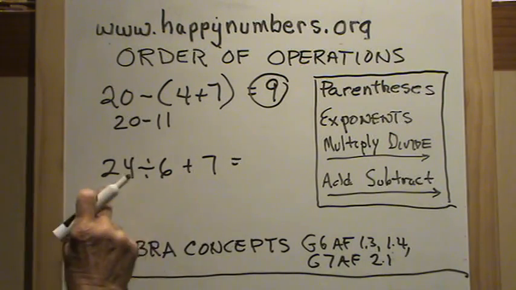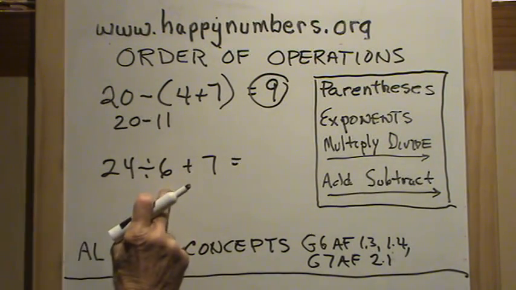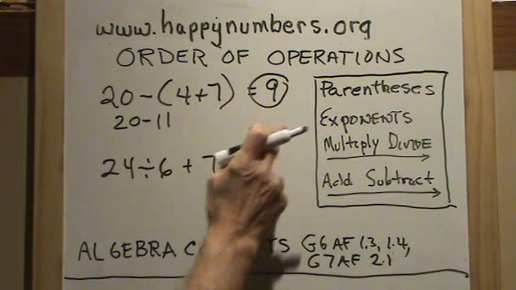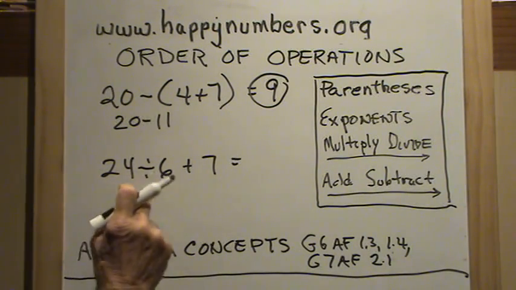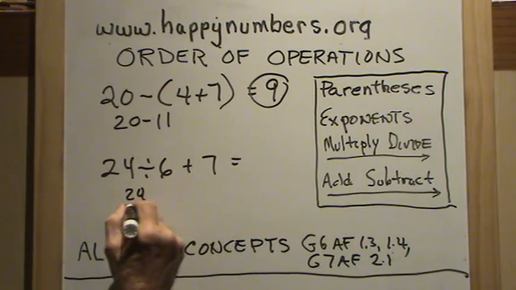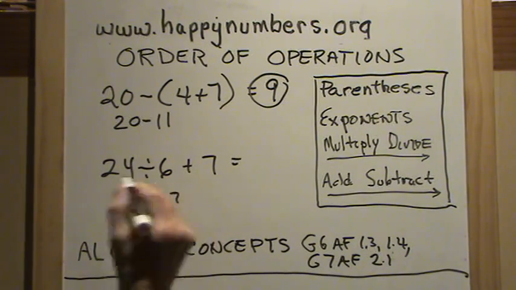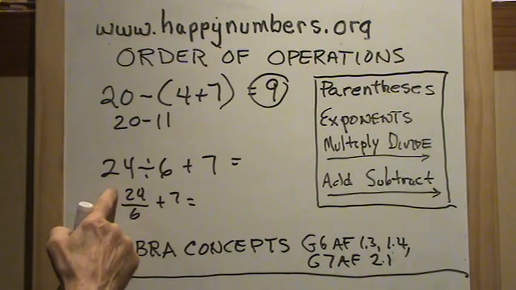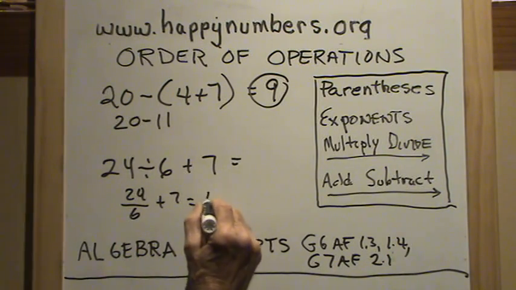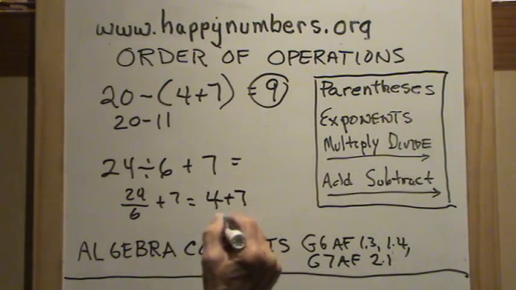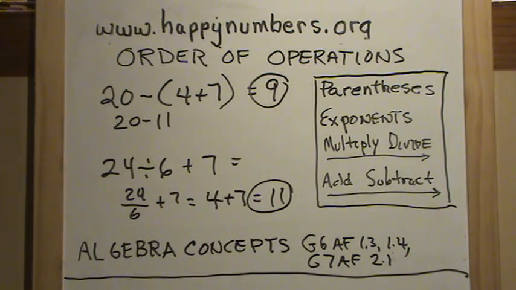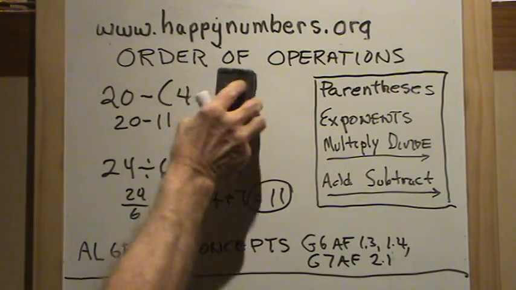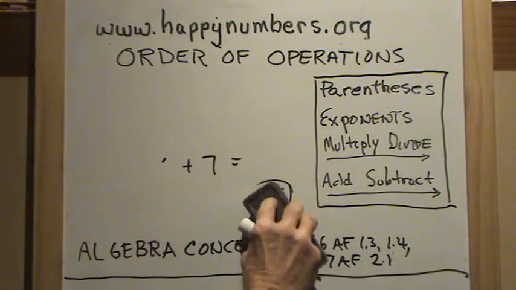In this problem, we have division. We don't have parentheses, we don't have exponents, we have division. So we have to do that first. So 24 divided by 6 plus 7. Well, 24 divided by 6 is 4 plus 7. Now we do the addition, equals 11. And that's our answer. Well, let me put a couple of other problems for you.